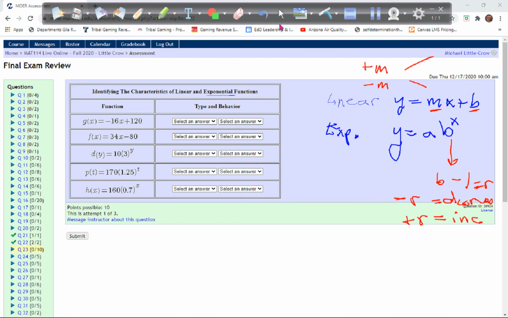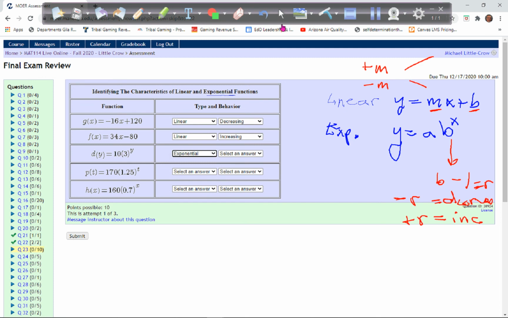So as we go through this first one, g of x, it's negative 16. It's got to be decreasing. There is no exponent here. It's a linear equation. We can see the exponential will have the variable up in the exponent. There's another f of x. There is no exponent. This has to be linear, and the slope is positive, so it is increasing. D of y, we see that the variable is up in an exponent, so that is definitely exponential.